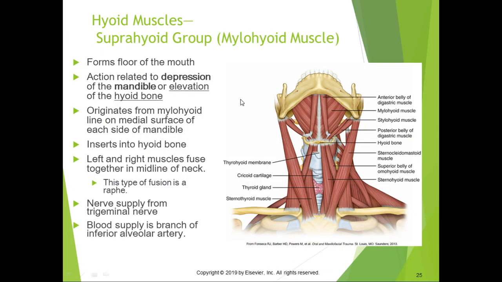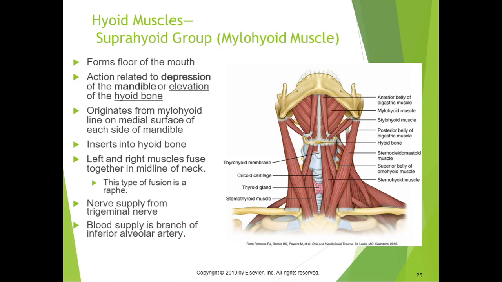So, also a suprahyoid muscle is the mylohyoid muscle. Basically, this muscle forms the floor of the mouth. If we look at our diagram, we can see it coming obliquely here on either side of our digastric muscle. So it's coming down here on the side, and it's forming the floor of the mouth. If you feel underneath your jaw on either side, that's what you're feeling under there, that mylohyoid muscle. The action when this muscle is contracted, it depresses the mandible or it can elevate the hyoid bone.